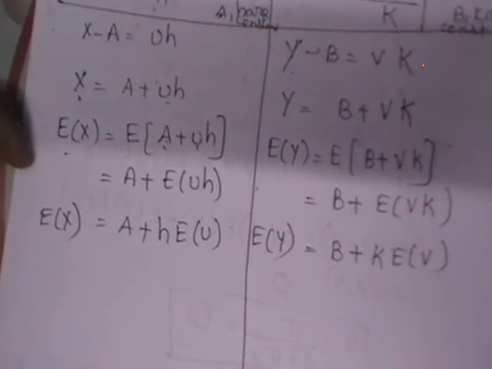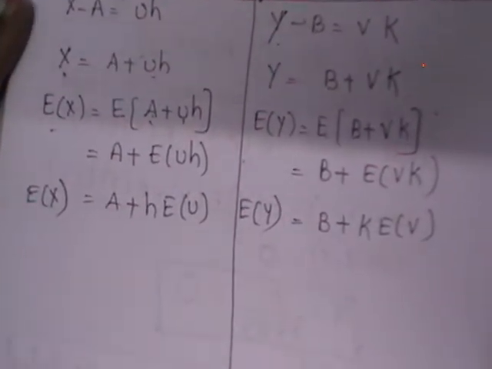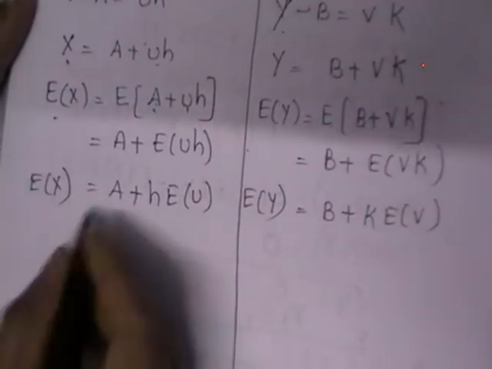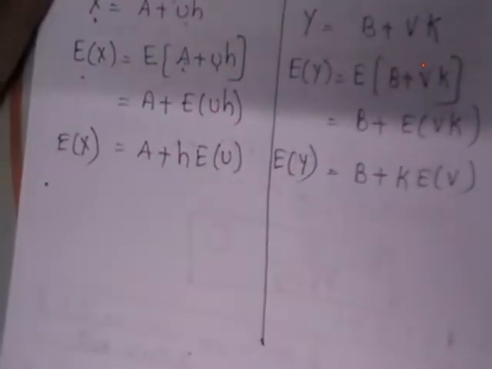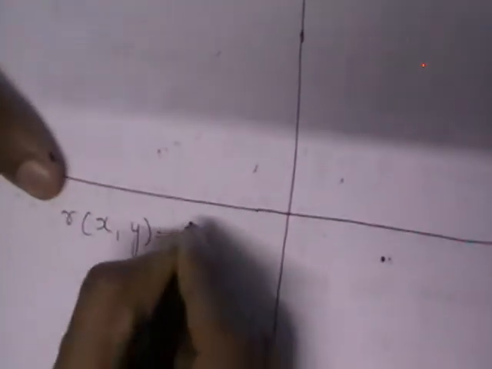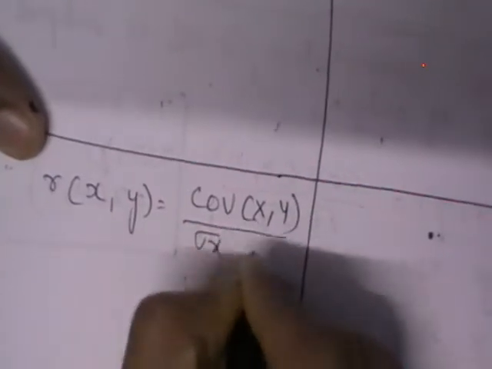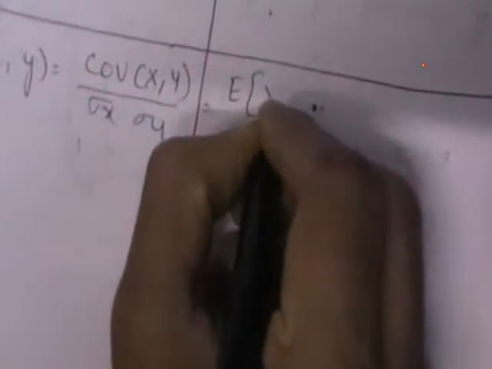Now my job is to find out covariance of x comma y, variance of x, and variance of y, to find out r of xy. What is the formula for r of xy? Covariance of x comma y by sigma x sigma y. What is the formula for covariance of x comma y again in terms of expectation?